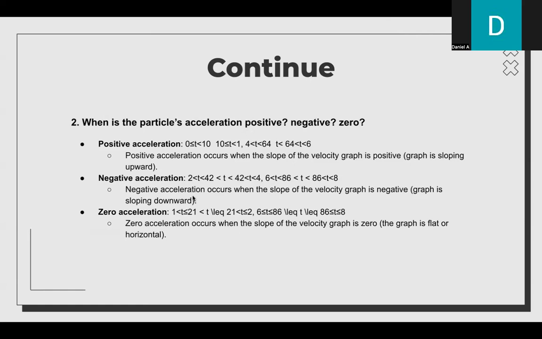And zero acceleration: 1 < t ≤ 2, and 6 ≤ t ≤ 8. Zero acceleration occurs when the slope of the velocity is 0, which essentially means the graph is flat or horizontal.